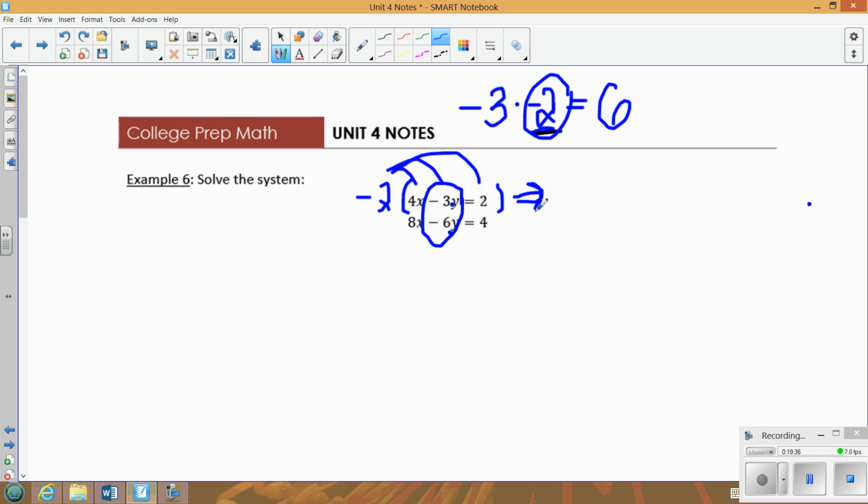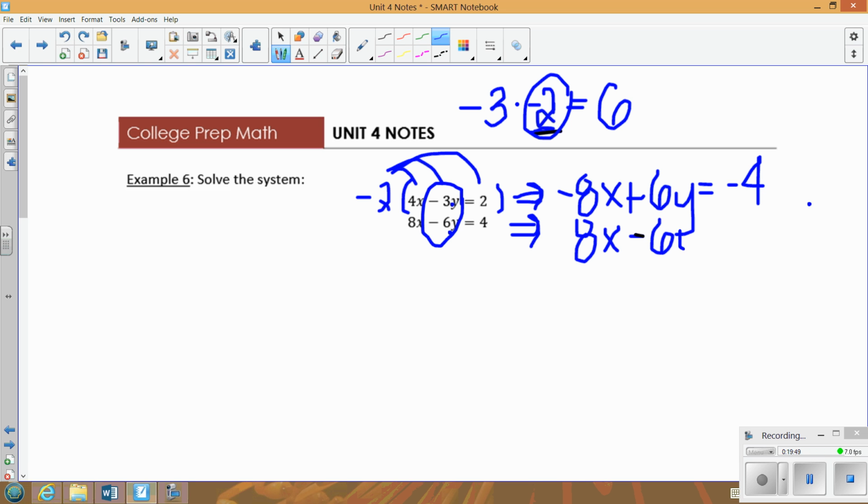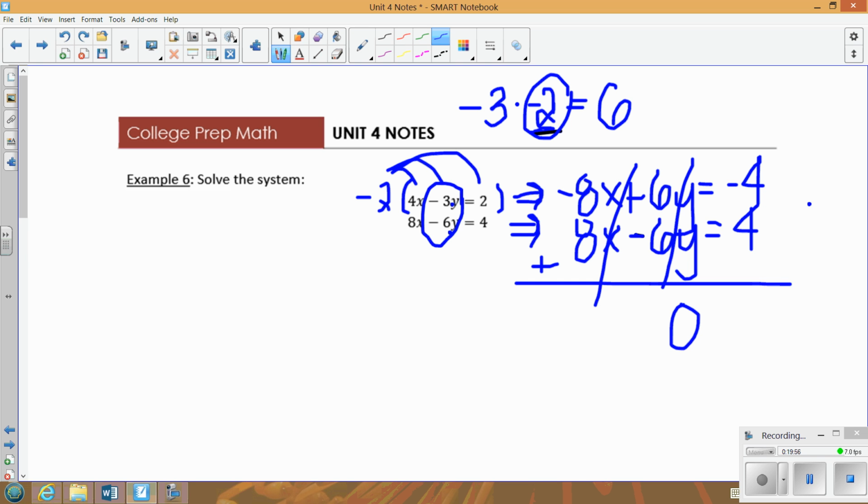So I have negative 8x plus 6y equals negative 4. The bottom I can just keep as is. So go ahead and add them. You're going to see that all of those are canceling, as well as the negative 4 plus 4 giving me 0. So I end up getting 0 equals 0 when I do this, which in this case is always true. This is always going to work out.